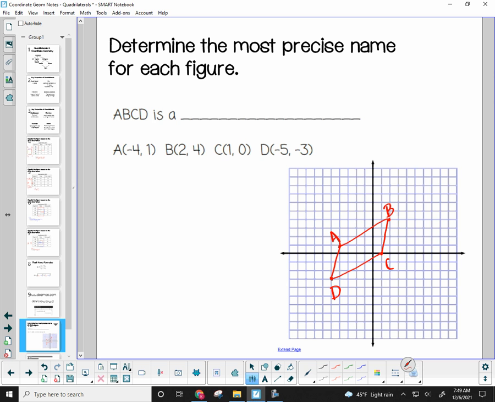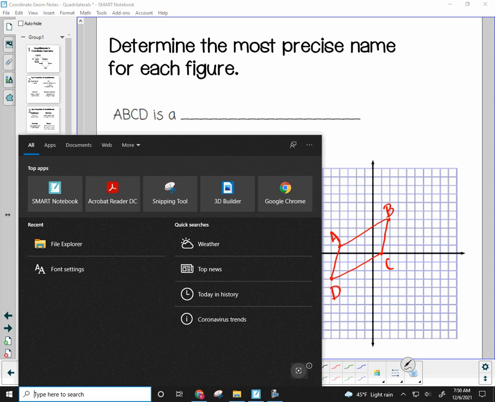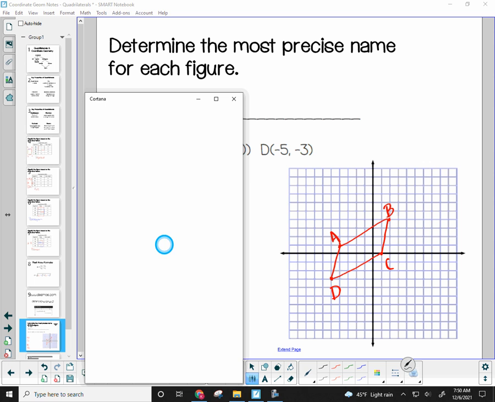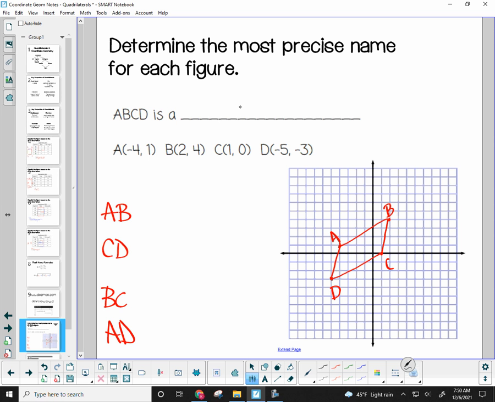All right, so we want to list our opposite sides together. So AB and CD are opposite of each other. And then we have BC and AD. For each of these, I need to calculate the slope and the length of the side.